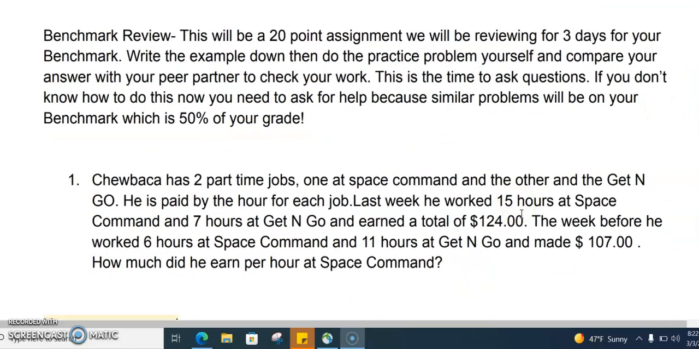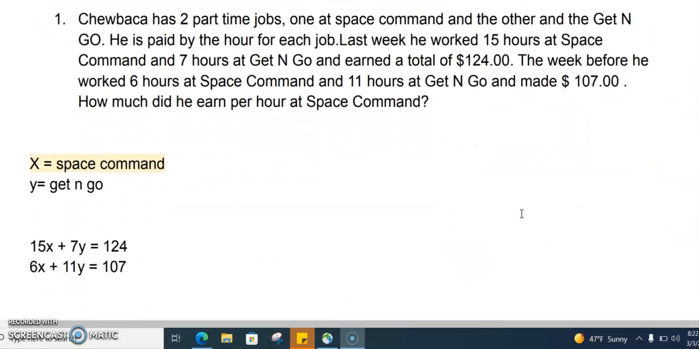Alright guys, we're going to go ahead and begin our benchmark prep. So number one, Chewbacca has two part-time jobs, one at the Space Command and the other at the Get and Go. He is paid by the hour for each job.